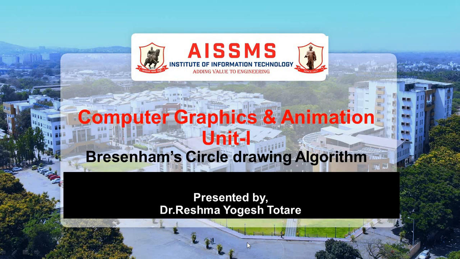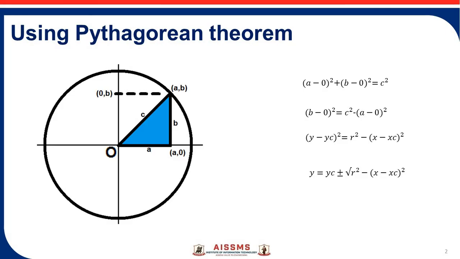In today's session, we are going to discuss the Bresenham circle drawing algorithm. A circle is a set of points that are placed at a distance c, the radius, from the center point O. By the Pythagoras theorem, (a minus 0), here the origin x value is 0, (b minus 0) square is equal to r square.